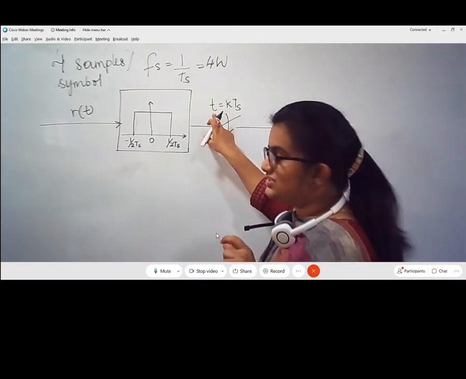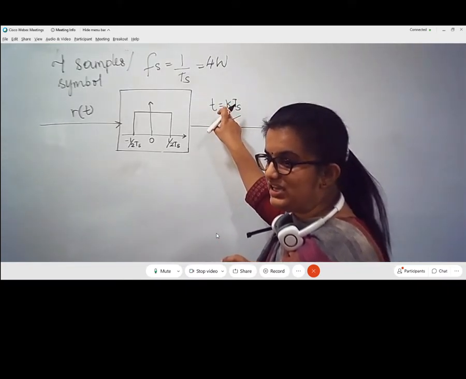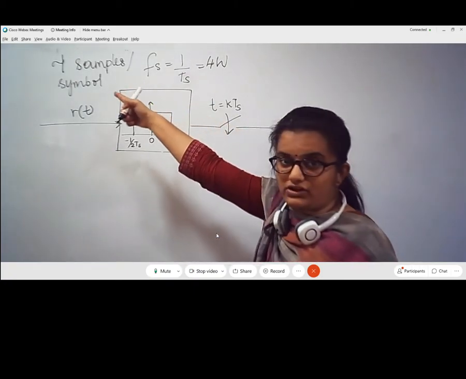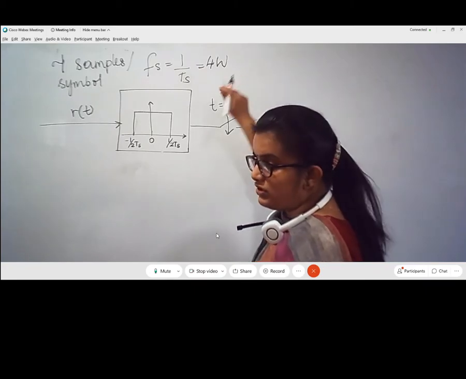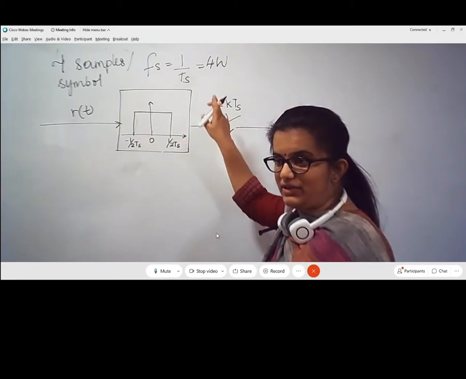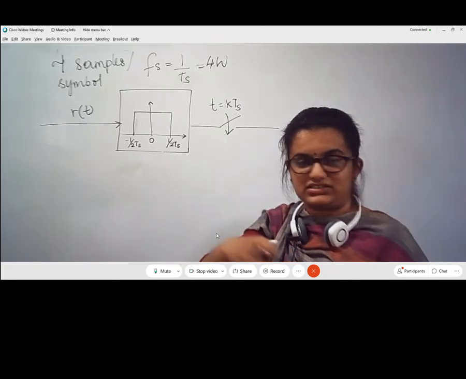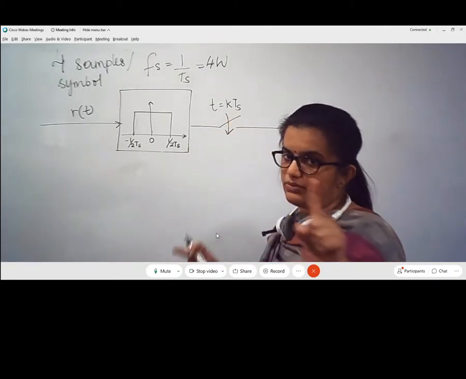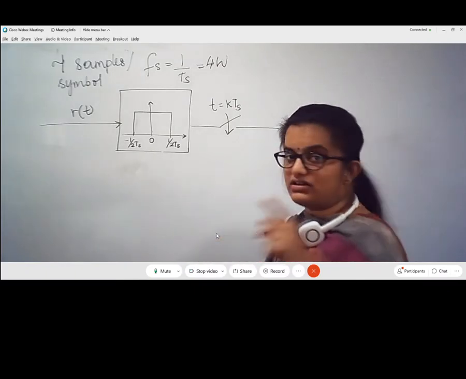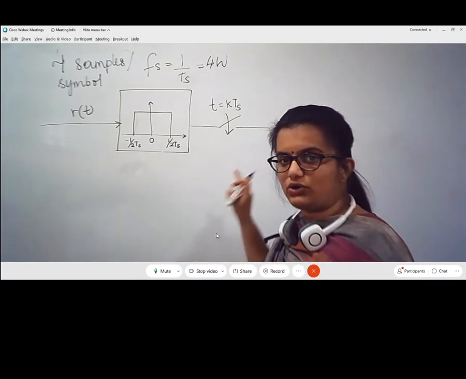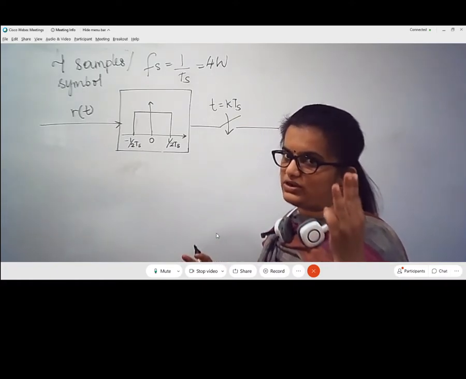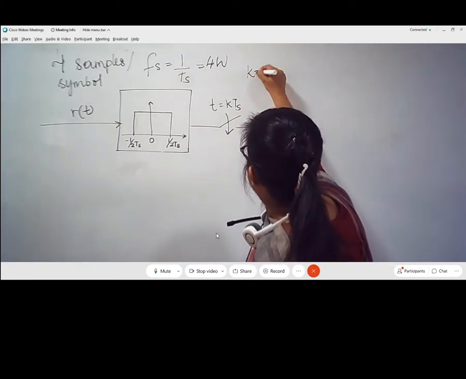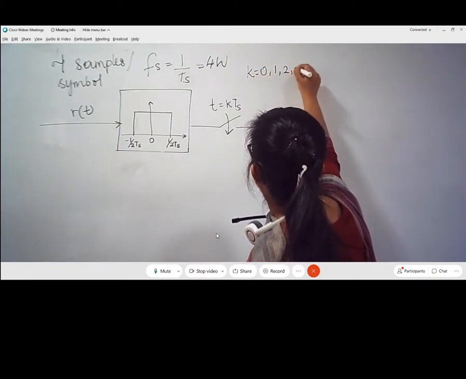I need to obtain the samples at k into Ts, where k is the number of samples I need per symbol, where the value is equal to 4. So k is equal to 4. At the first instance, k will be equal to 0. That means at 0 time instance I am going to take the sample. Then when k is equal to 1, at Ts I am going to get 1 sample. Then when k is equal to 2, at 2 Ts I am going to obtain the third sample. When k is equal to 3, I am going to obtain the fourth sample. So here k can take any value between 0, 1, 2, 3.